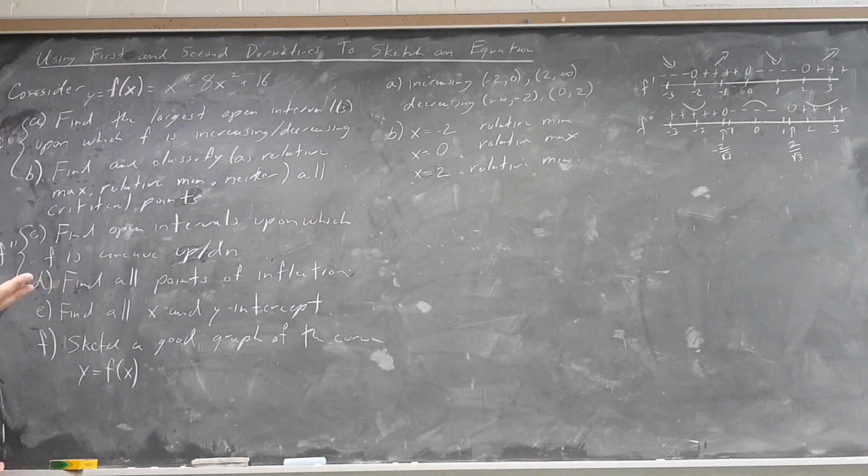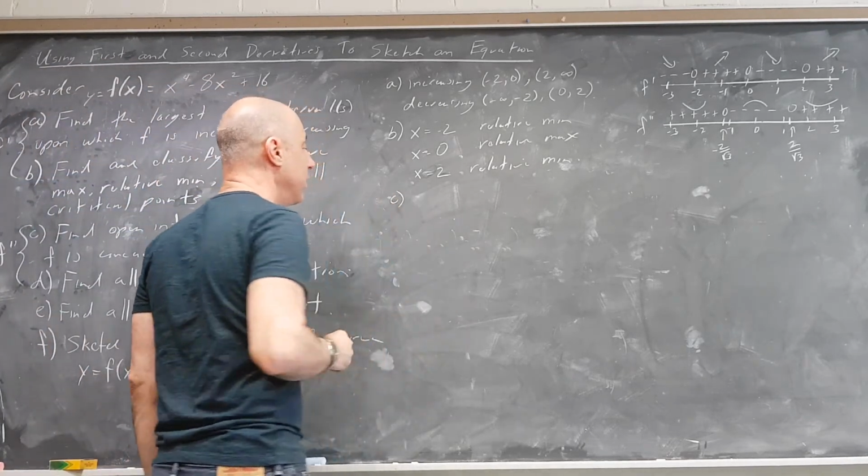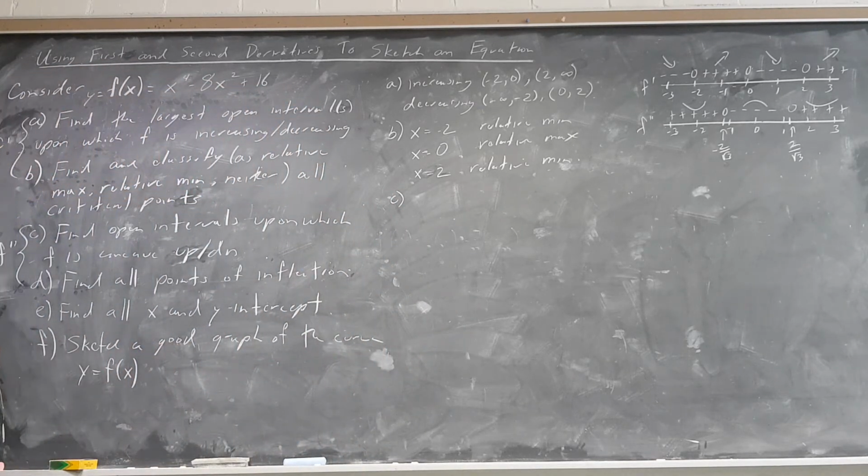I could just as easily get the y values there by plugging in those 3 x values. That would tell me what the y values are, and I will do that when we start graphing. For C and D, find open intervals upon which f is concave up and concave down.